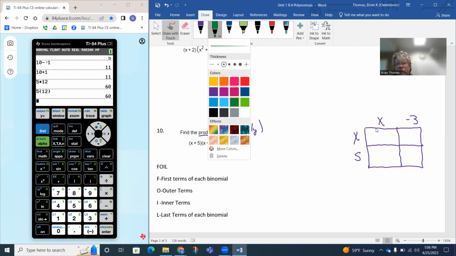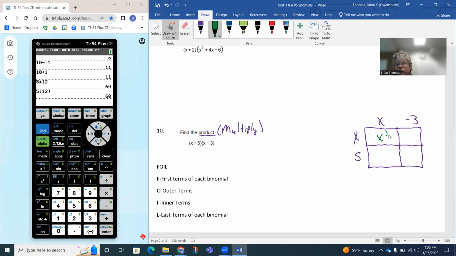So I have x times x is going to be x squared. X times -3 is going to be -3x. And then the 5 goes through the top two terms as well. 5 times x is going to be 5x. And 5 times -3 is -15.